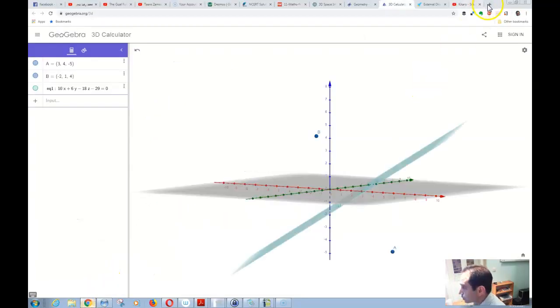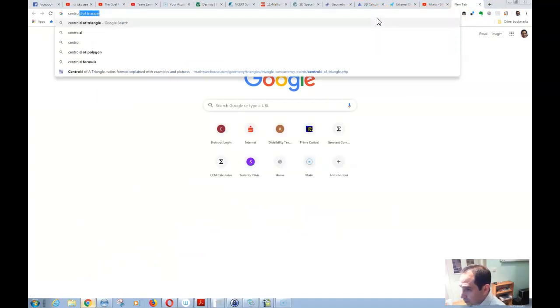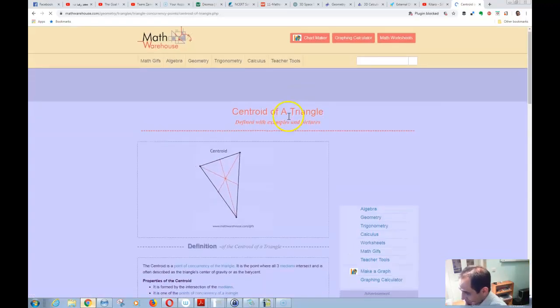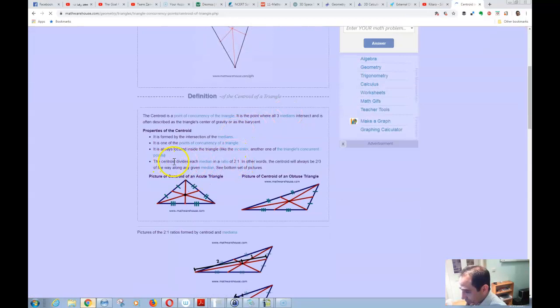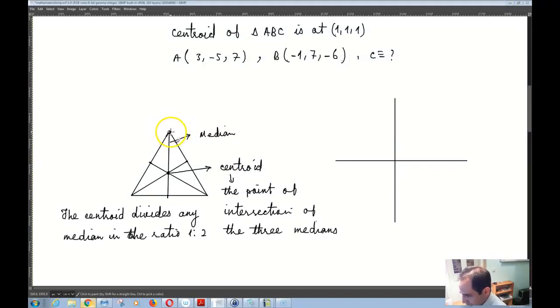Now we can of course check this. If you search for the centroid of a triangle and go to Math Warehouse, for example, it says the ratio is 2 to 1, or 1 to 2 basically. If you start from a vertex the ratio is 2 to 1, or you can take it as 1 to 2 going the other way around. Meaning that the centroid, starting from any vertex, is always 2/3 of the way along the median to the base of the triangle.